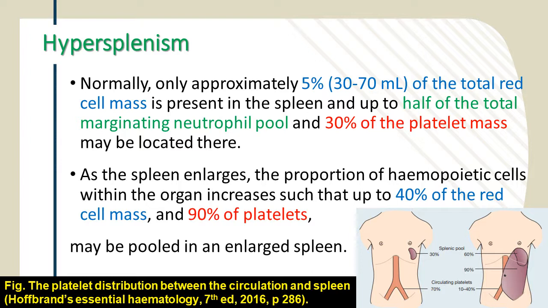In addition, only approximately 5%, which accounts for 30 to 70 ml of the total red cell mass, is present in the spleen, and up to half of the total marginating neutrophil pool. As the spleen enlarges, the proportion of hemopoietic cells within the organ increases, such that up to 40% of the red cell mass and 90% of the platelets may be pooled in an enlarged spleen.